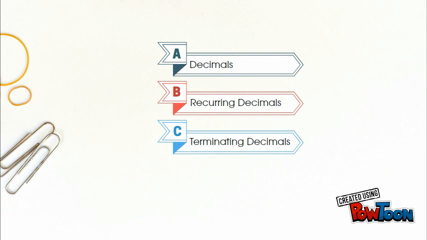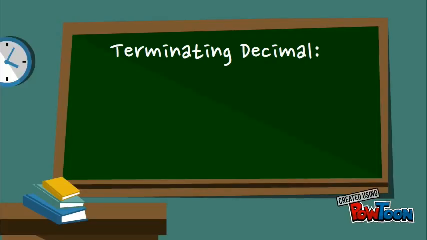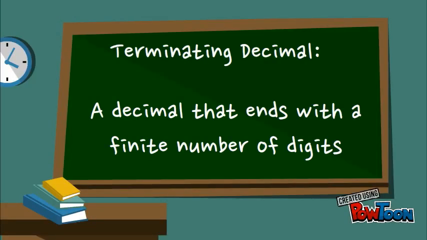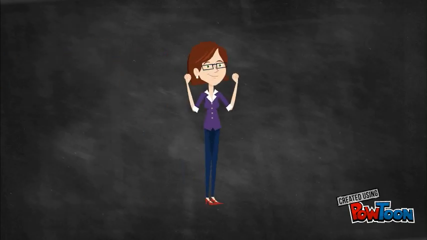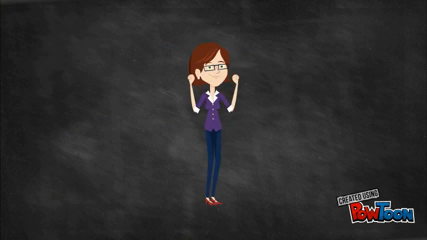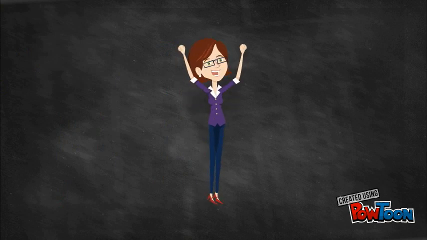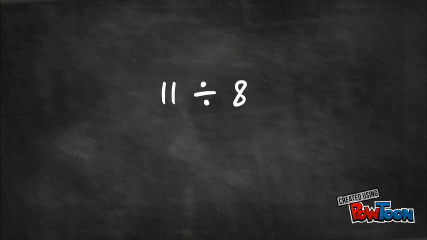And this brings us to our final decimal, known as the terminating decimal. We can define the terminating decimal as a decimal that ends with a finite number of digits. The way we determine if a number is going to be a terminating decimal is to divide, of course. Let's start with our first problem, 11 divided by 8.